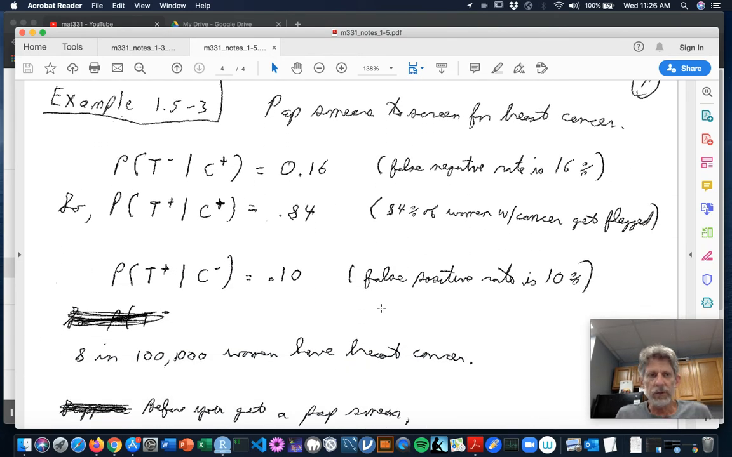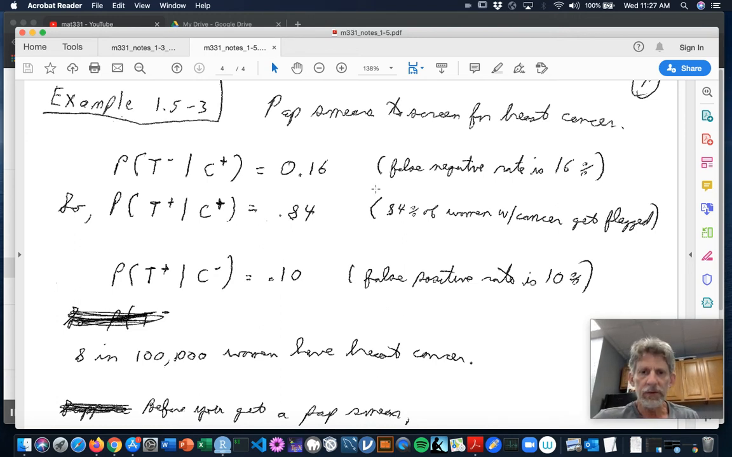So let's try just one more example. This is example 3 in section 1.5. Pap smears are a way of screening for breast cancer. I think they're kind of fading out in favor of more powerful cellular-level types of tests. But let's take a look at their track record.